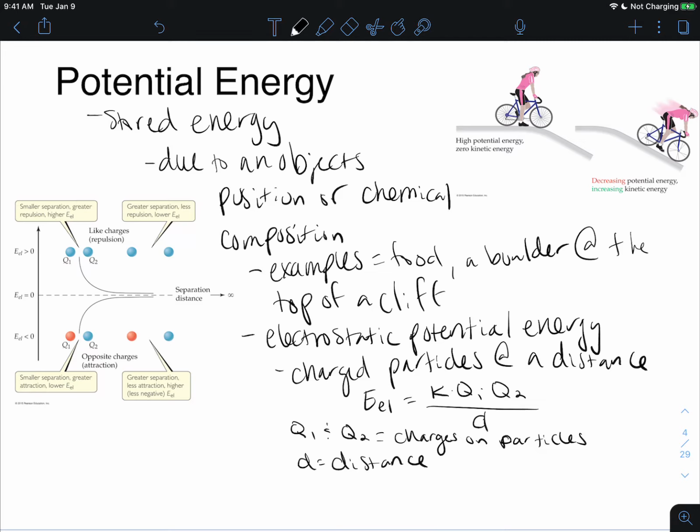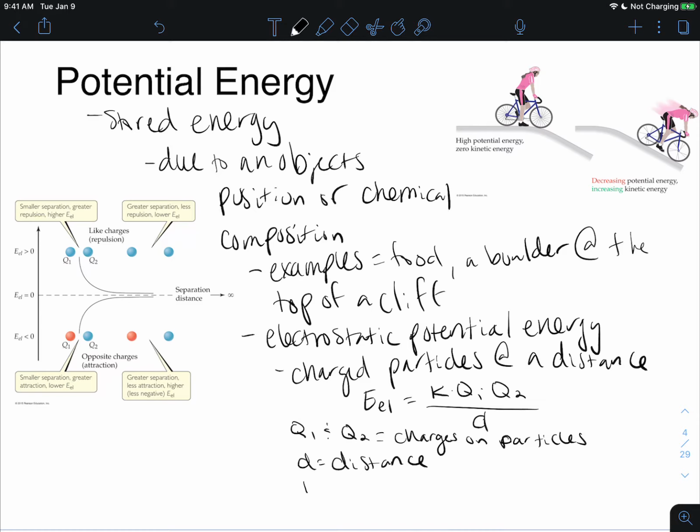So we see from this electrostatic potential energy that the greater the charge or the smaller the distance, the greater that electrostatic potential energy. And this is going to relate so much in chemistry. So please understand how this equation works. Higher charges, smaller distance, greater electrostatic potential energy. Usually that means it's harder to pull these things apart.